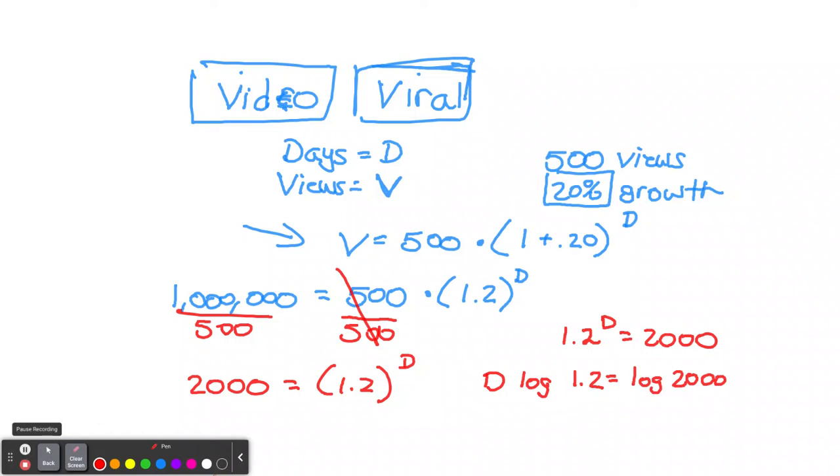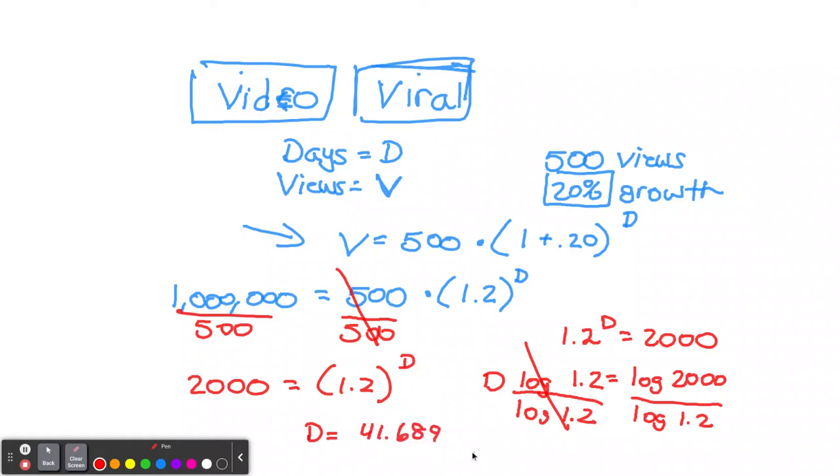Pause the tape if you need to. So again, just doing a little algebra here. We're going to divide the log 1.2 on both sides, and just put it in the calculator. If you did that, the number of days would be around 41.689. So we'll just say roughly 42 days. So it'll take about 42 days to get 1 million views if it was at that rate consistently.